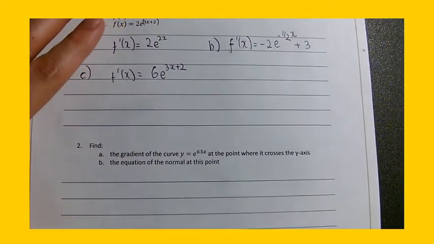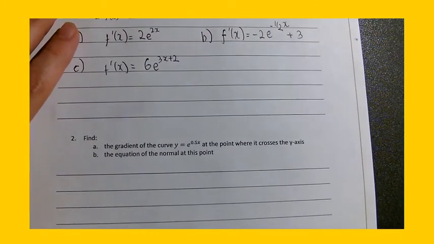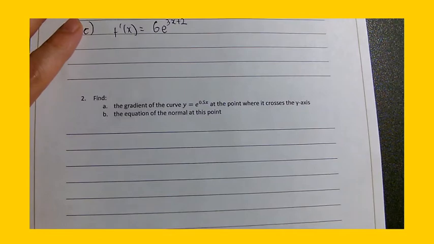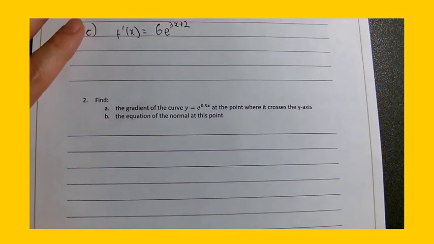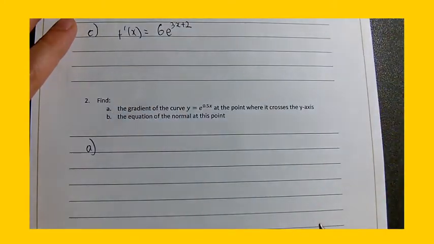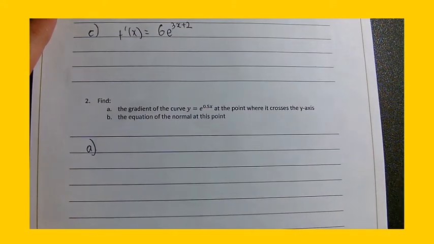So, final question on the sheet. It's really important that you understand to differentiate this, because you could be asked to find anything once you know the derivative of an exponential, and this is where you can be asked to do it. So question 2, the gradient of the curve y equals e to the 0.5x at the point where it crosses the y-axis. So we need to find the gradient where it crosses the y-axis.